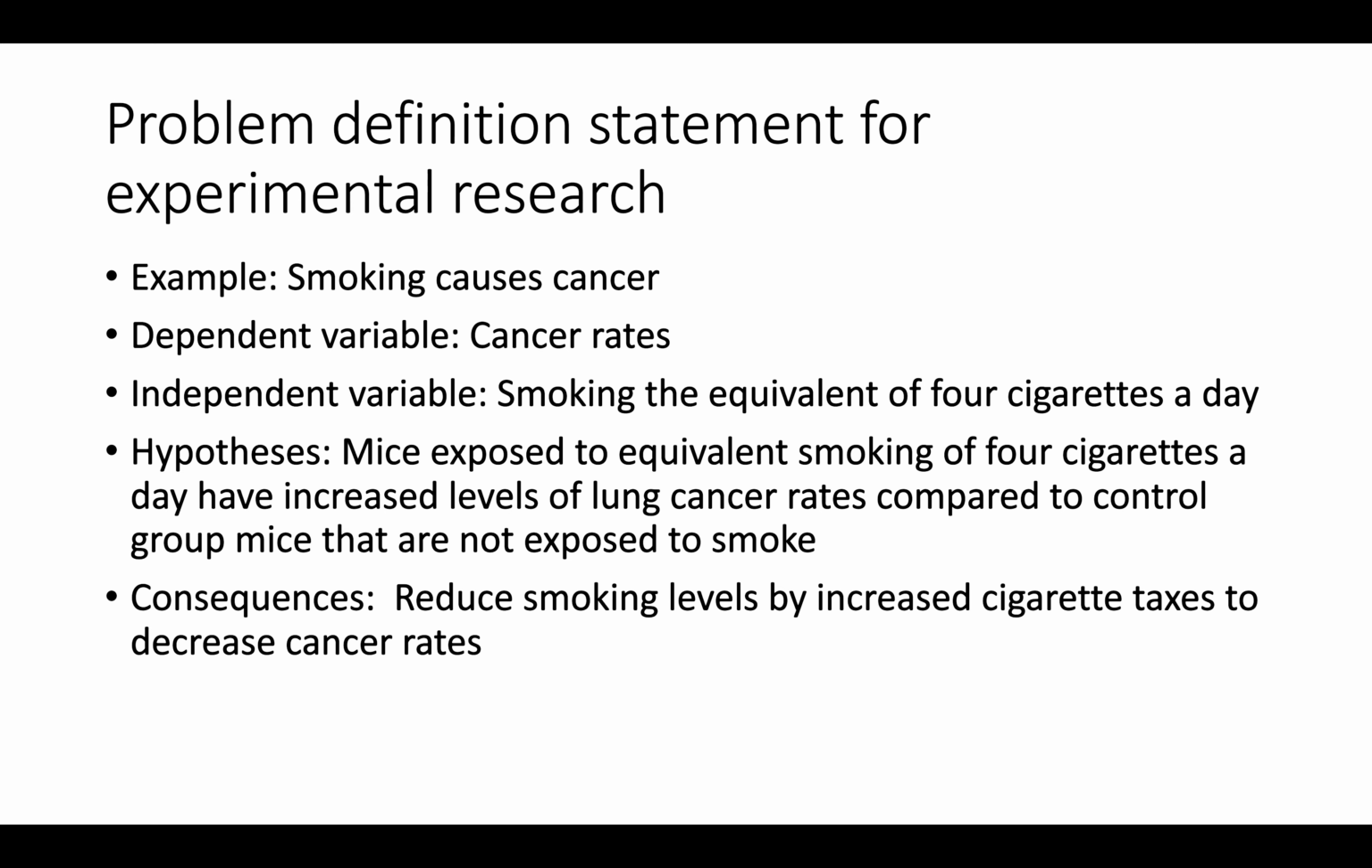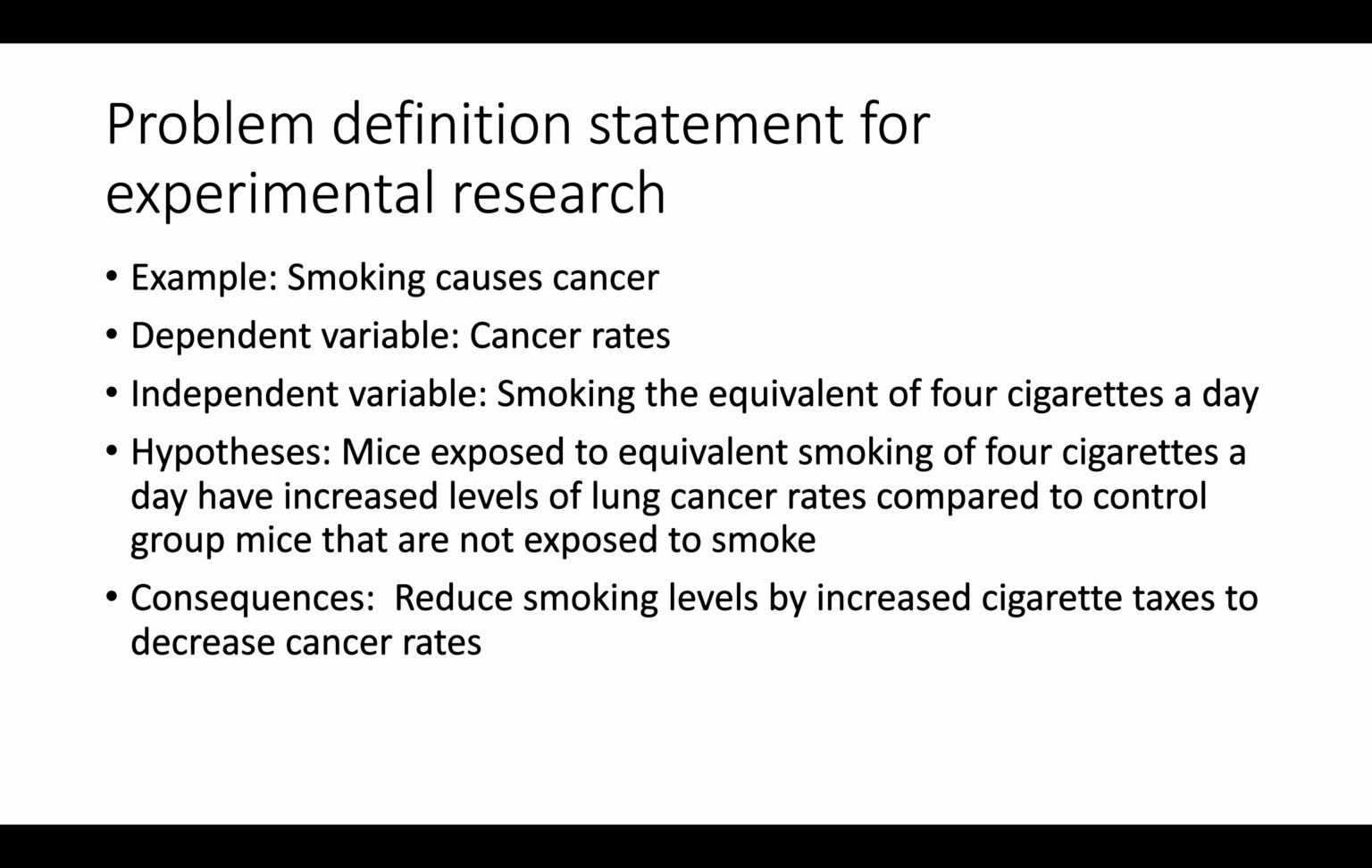For example, smoking causes cancer. So here the dependent variable is cancer rates. The independent variable is smoking the equivalent of 4 cigarettes a day. For the hypothesis, we conduct the analysis by using lab rats. So mice exposed to equivalent smoking of 4 cigarettes a day have increased levels of lung cancer rates compared to control group mice that are not exposed to smoke. For the consequences, if the hypothesis is proved to be correct, we can reduce the smoking levels by increased cigarette taxes to decrease cancer rates. So this is a public policy study.